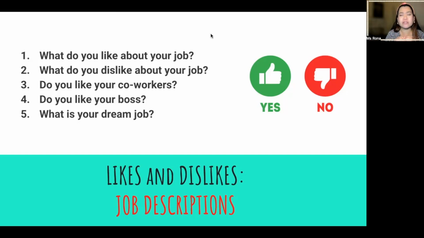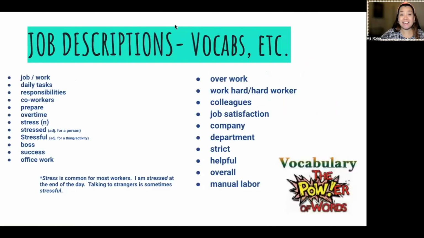The kind of job that you wish you can just do for the rest of your days, or something that is ideal or aspirational for you, something that you wish, you hope for. So what is your dream job? So again, these are some of the questions that I hope by the end of this lesson, you'll be able to describe more comfortably.